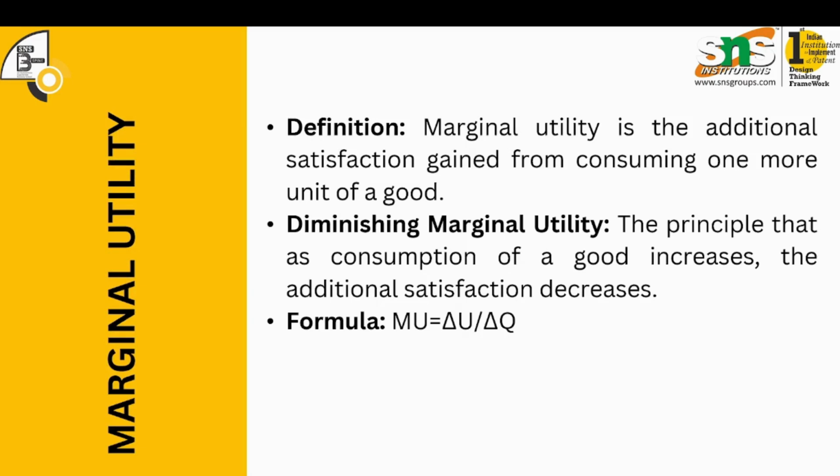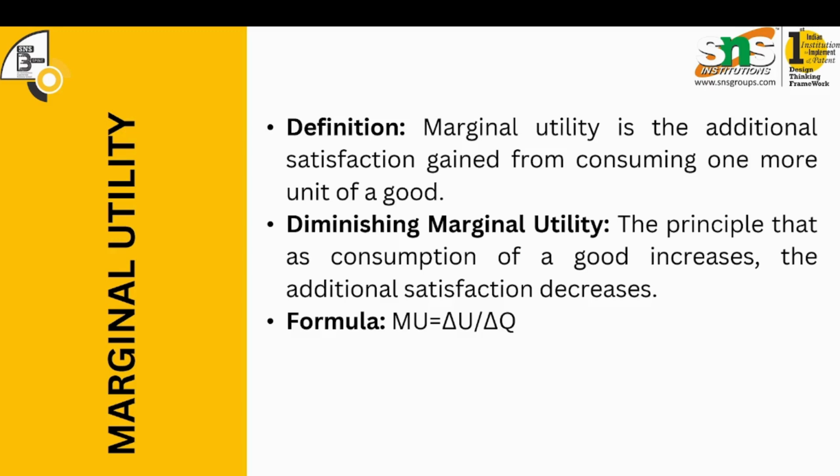So, marginal utility. Marginal utility is the additional satisfaction gained from consuming one more unit of a good. Say, for example, I've already eaten two sweets, and if I happen to eat the third sweet, maybe I'm even more satisfied. The extra happiness, the extra satisfaction that one gets out of using the additional unit of a good is called marginal utility.